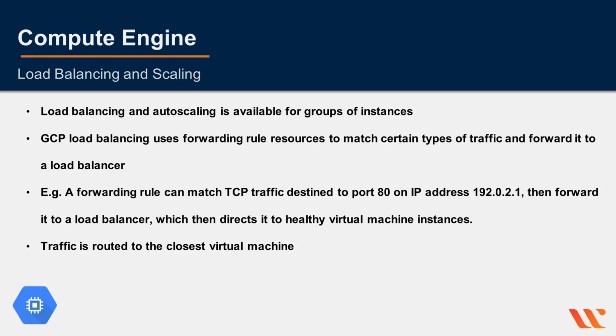So a forwarding rule can match TCP traffic, that's network traffic, destined to port 80, which is on the internet, on a local IP address 192.0.2.1, then forward it to a load balancer, which then directs it to healthy virtual machine instances. Traffic is also routed to the closest virtual machine. We'll take a closer look at load balancers in our networking lecture.